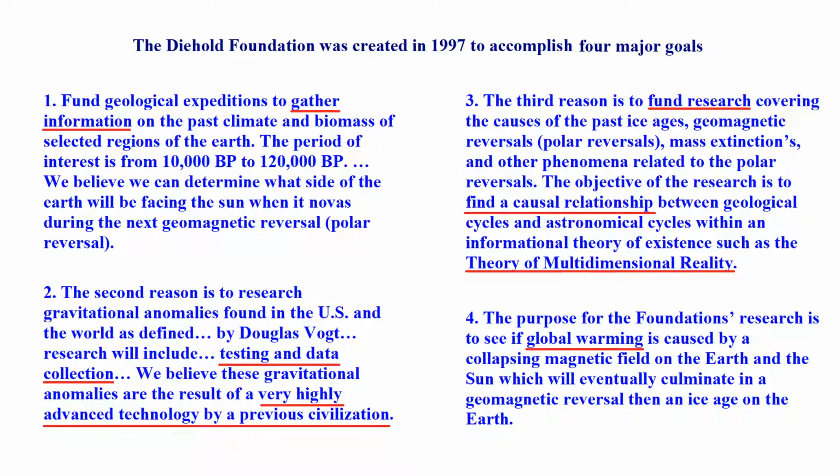Okay. Second reason is to research gravitational anomalies found in the U.S. and the world as defined by whom? By Douglas Vogt. Okay. "Research will include testing and data collection." Testing and data collection. That sounds like the mathematical method, not the scientific method. We don't do tests. We don't do data collection. Why? Because the only purpose of that is to collect evidence.